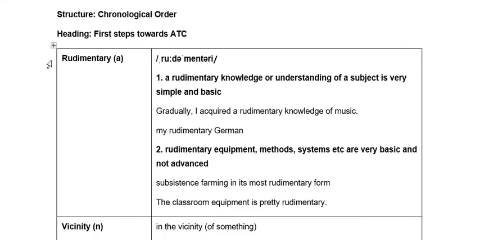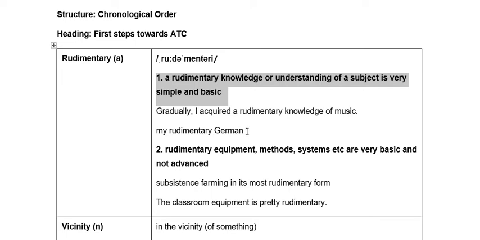We can learn some new words actually from this paragraph. Rudimentary. So there are basically two major meanings here that you can learn and apply in your speaking and writing. A rudimentary knowledge or understanding of a subject is very simple and basic. Gradually, I acquired a rudimentary knowledge of music, or my rudimentary German.